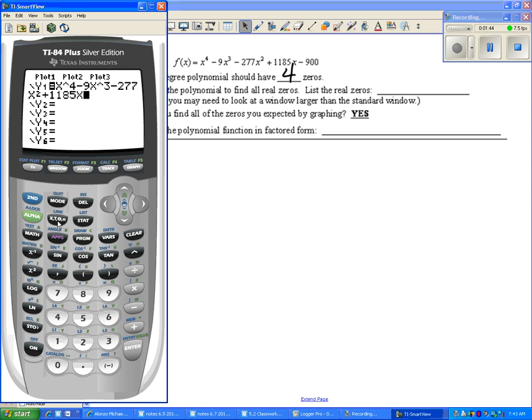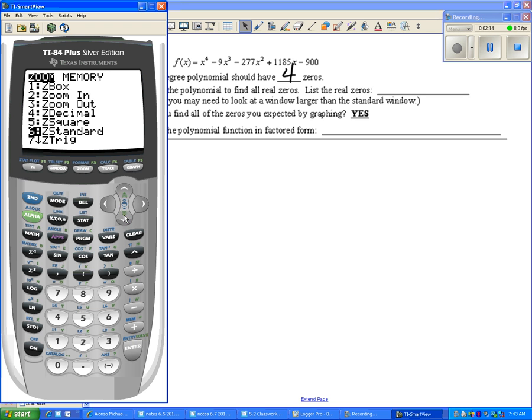1185x minus 900. The biggest mistake we can make, the easiest thing to make sure we don't do, is mistype something. So I'm going to double check that I didn't mistype. Now that I've checked, I can go ahead and graph this. And when I graph this, I see a couple things, but I don't see the entire graph. So I'm going to try zoom 0.